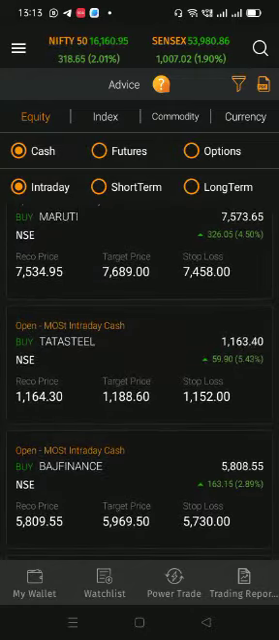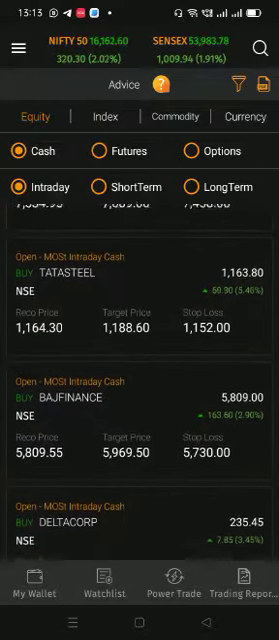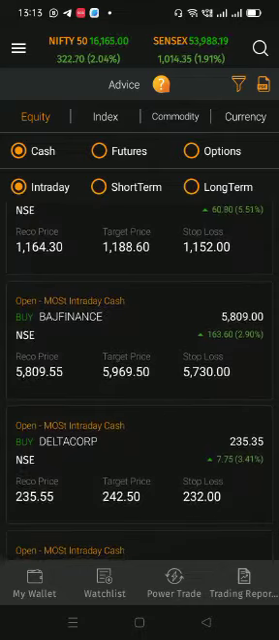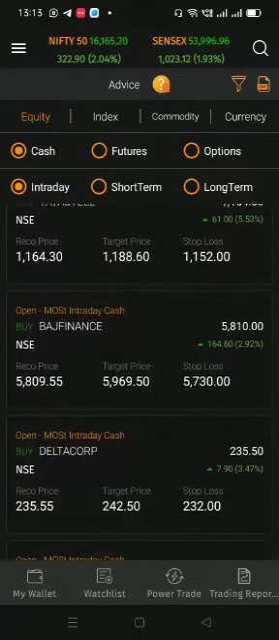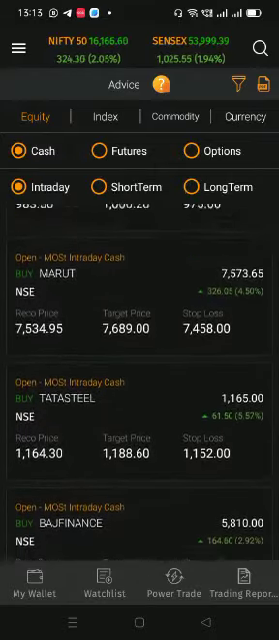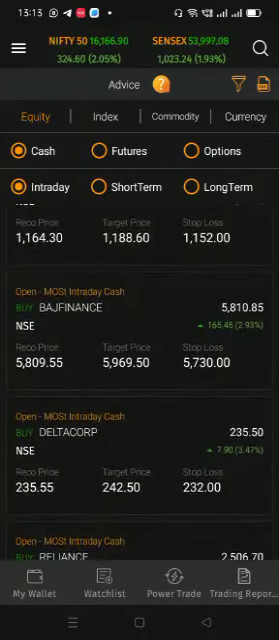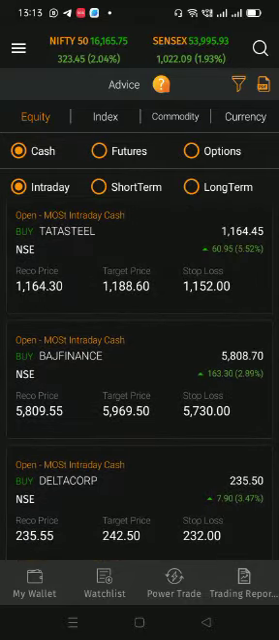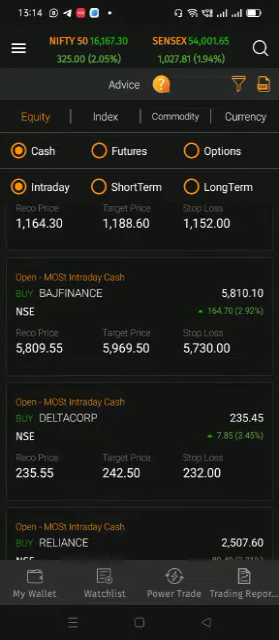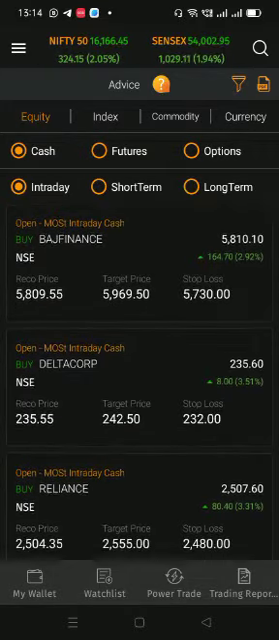Maruti 7534, target is 7689. Tata Steel 1164, target is 1188. This target belongs to one day only. So at morning 9:30 or 10 o'clock you have to buy, and by 3 o'clock you have to check again and sell it. By default you can also set the selling price and stop loss so that it will be done within one day.